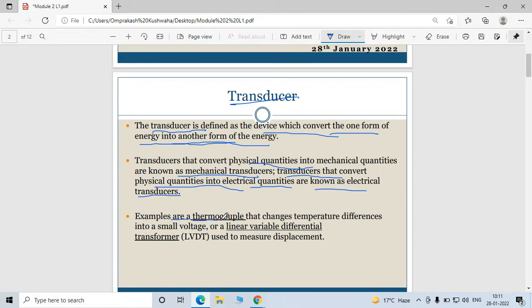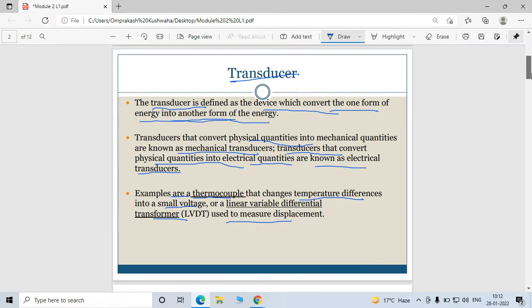For example, a thermocouple changes a temperature difference into a small voltage. Here the temperature difference is a physical quantity, and it is converted into a small voltage. So you are getting the output as a voltage, so this is an electrical transducer, right? Or the linear variable differential transformer, LVDT, used for the measurement of displacement. These are some examples of electrical transducers.